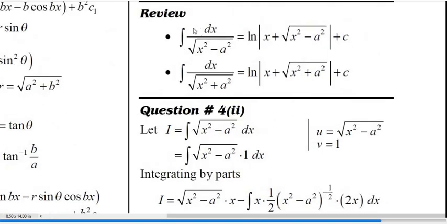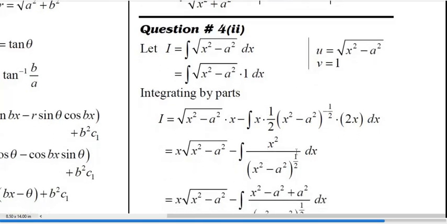A review. As we know, the integration of dx upon square root of x square minus a square is equal to natural log of x plus square root of x square minus a square plus constant of integration, and also the integration of dx upon square root of x square plus a square is equal to natural log of x plus square root of x square plus a square. Keep in your mind these formulas will be used in the next question.